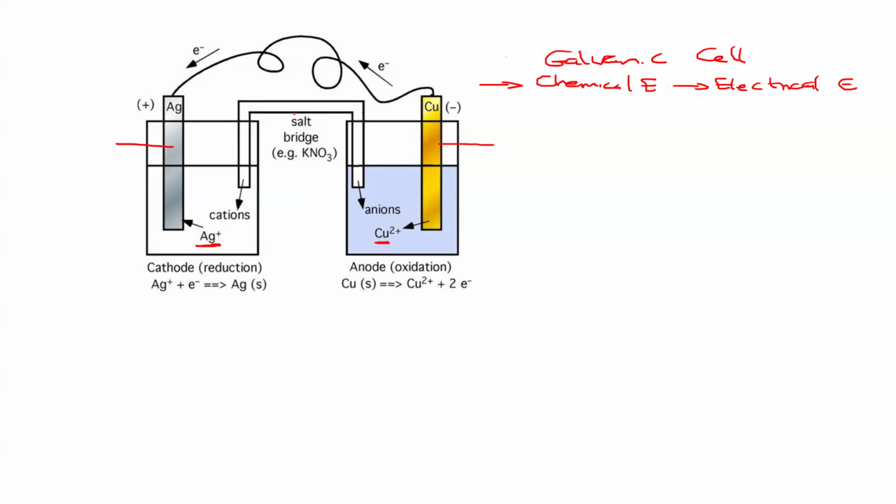Now this salt bridge allows ions to move and maintain electrical neutrality, and it also completes the circuit. We also have the wire here, and the wire connects the two electrodes. It allows the electrons to flow from one electrode to another. Remember what we know from electrical circuits: the flow of electrons is what you call electricity.